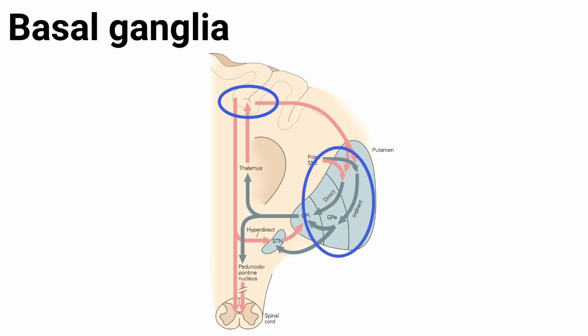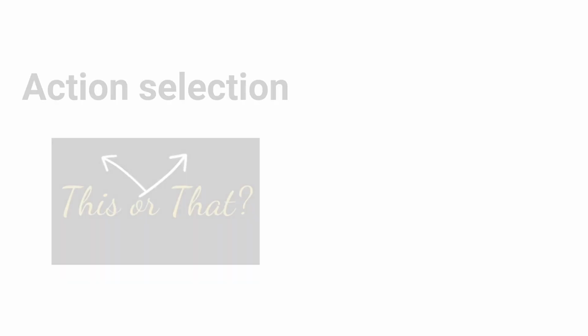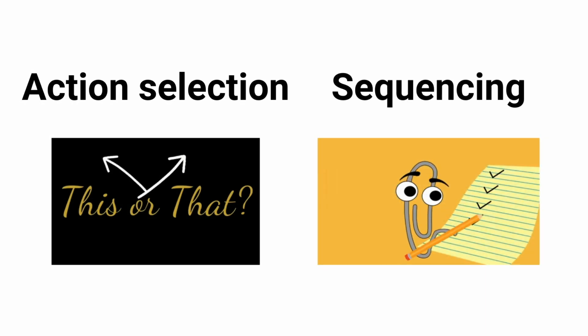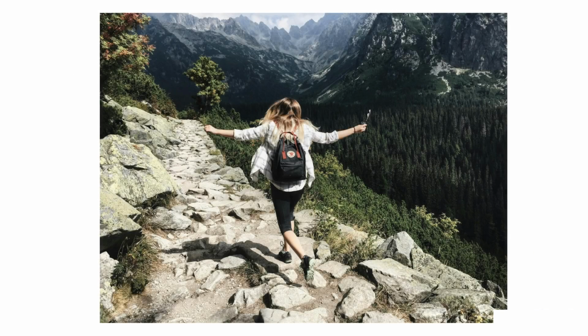Basal ganglia. Thalamocortical motor circuit as part of their primary function. The basal ganglia are involved in a wide variety of motor behaviors, including action selection and sequencing of movements. If you want to step over a rock in your path, the basal ganglia help ensure the correct muscles are activated and, importantly, inactivated in the correct order.